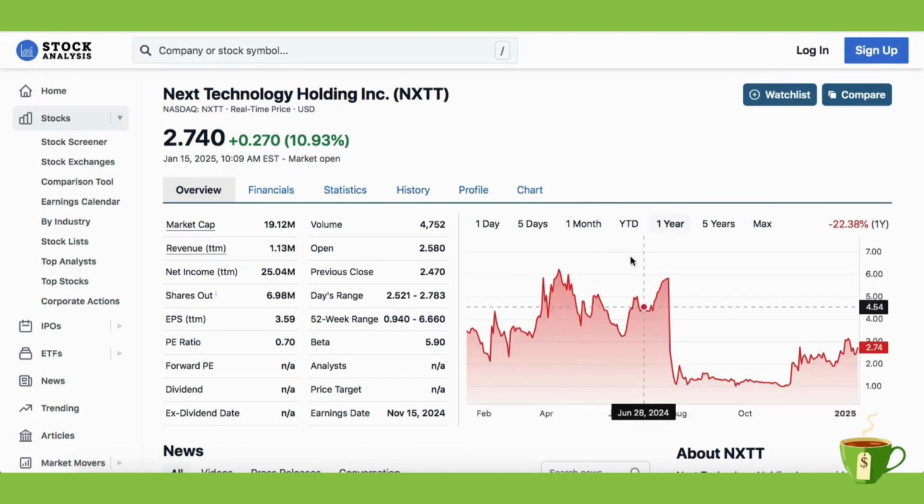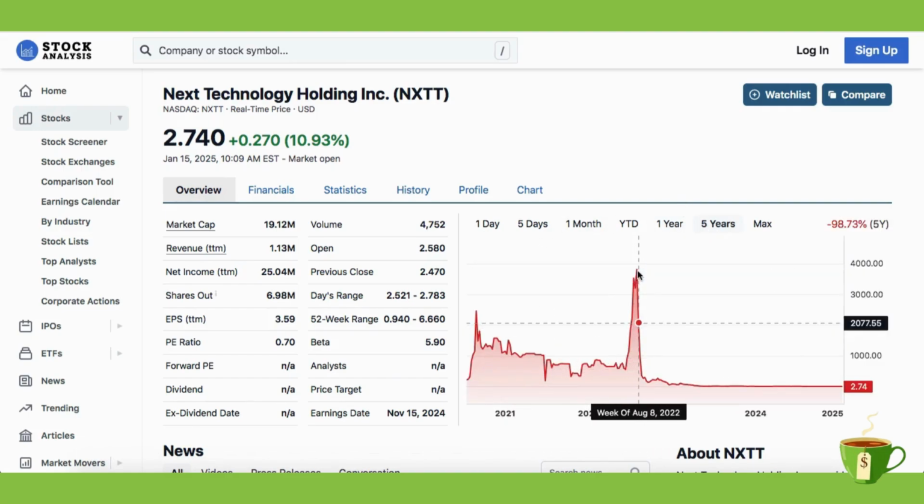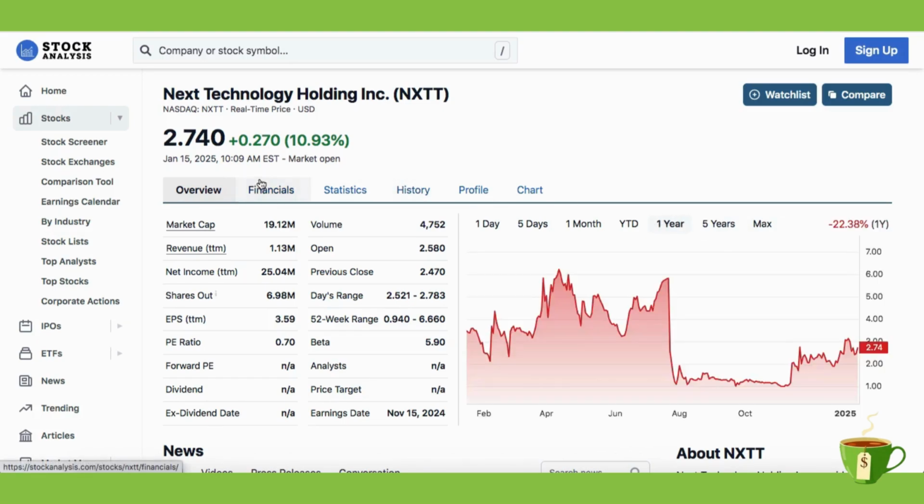1 year. Ooh, what happened here? 582 to 275. Which could mean you're going to go back to the mean. Looks like they did some reverse splits. Let's look at the 52 high-low. Yeah, wow. They've been all the way down. This is very volatile. They've been all the way down to 94 cents. And they've also been all the way up to 666. Not a good omen.